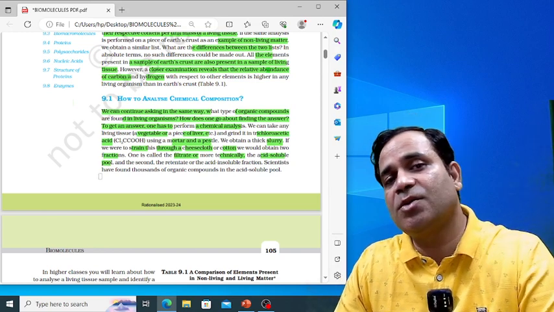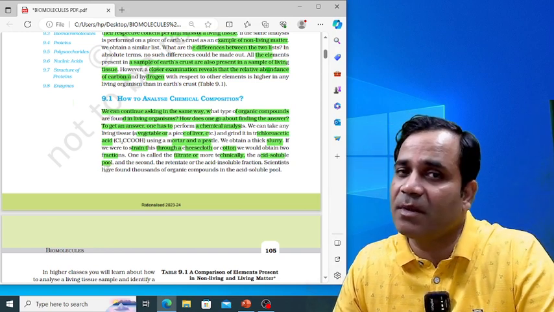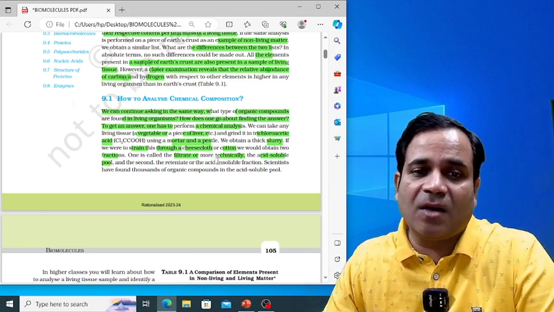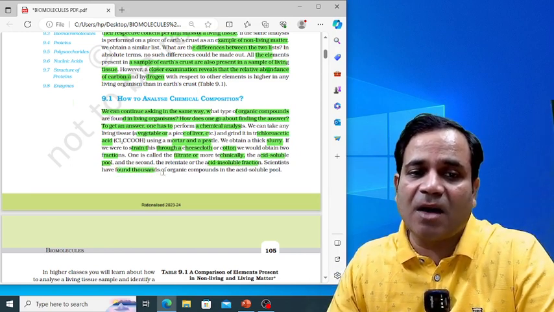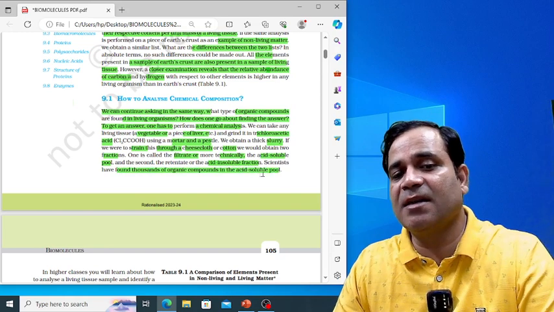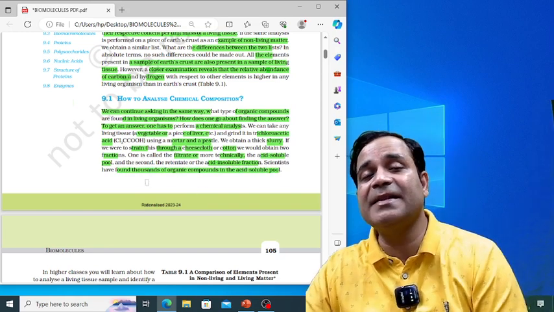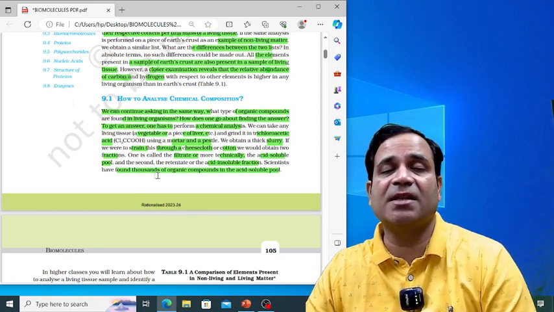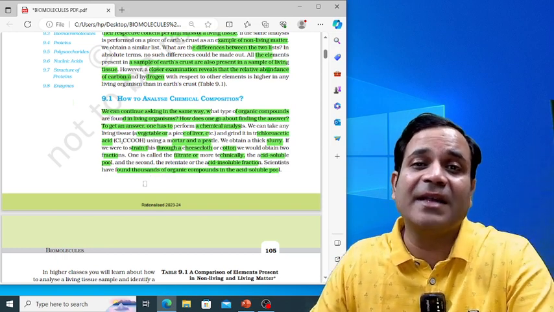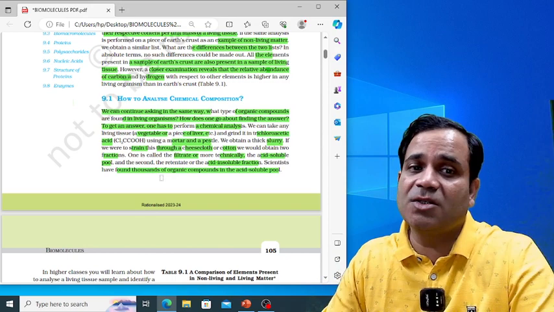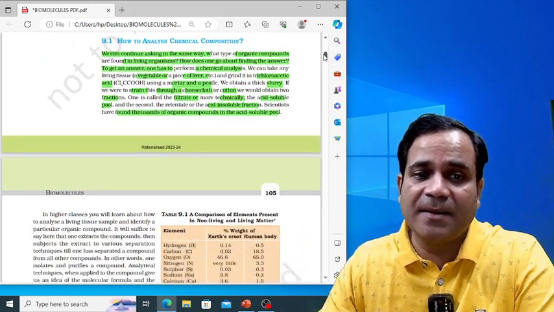See here, there are two types of pool. One is the acid soluble pool, the other is the acid insoluble fraction. We find thousands of organic compounds in the acid soluble pool. It means those organic compounds which easily mix in a solvent, my dear. Getting my point?